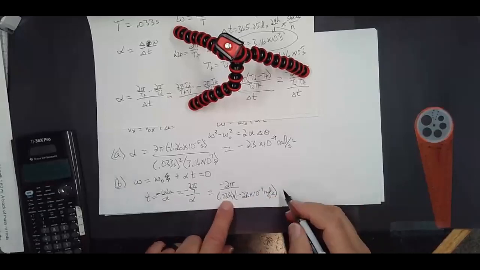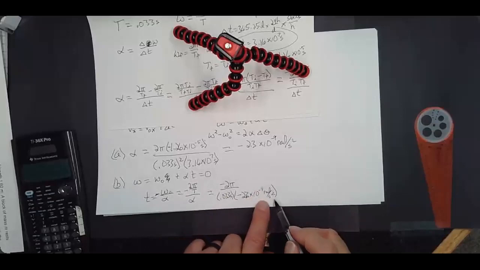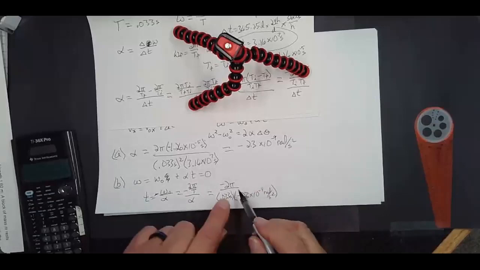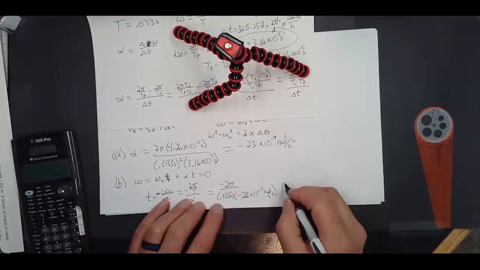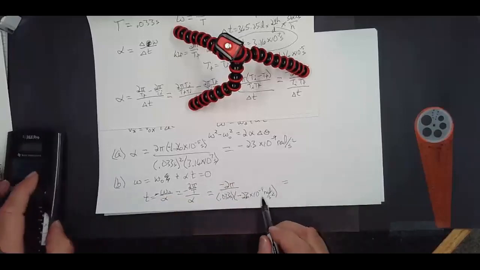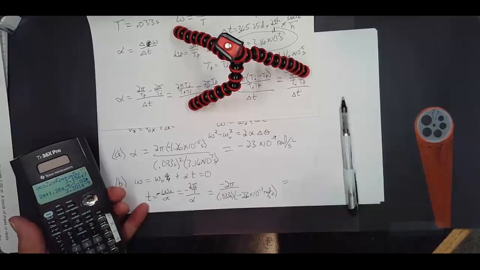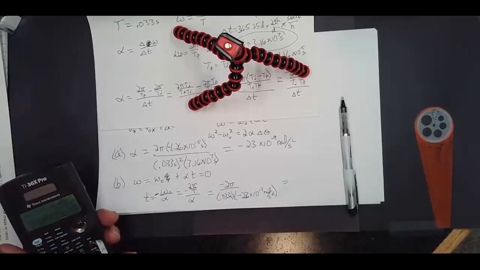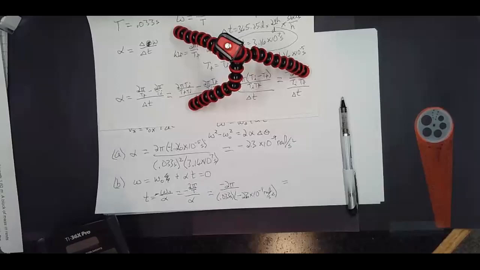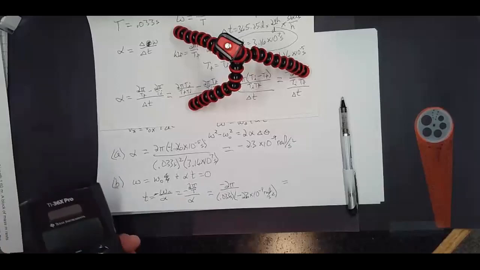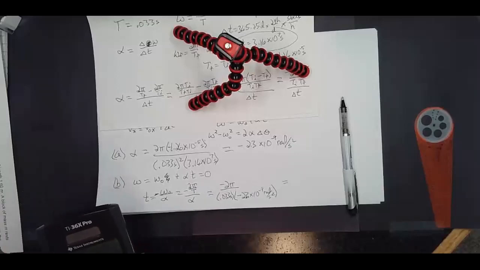and I'll end up with seconds times radians per second squared, which is radians per second, these are radians on top. I'll end up with seconds. And that 10 to the minus ninth on the bottom is going to guarantee that I end up with quite a few seconds, I guess. So let's see what this ends up being.